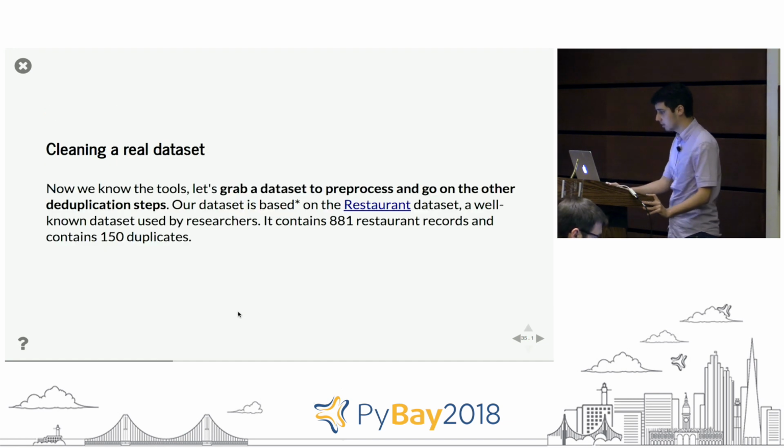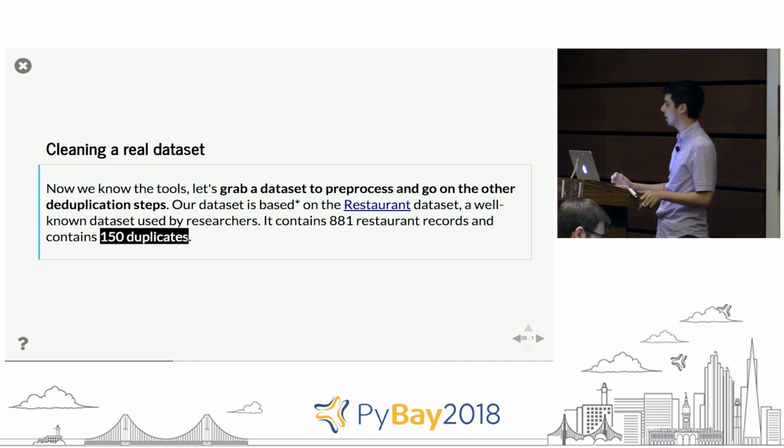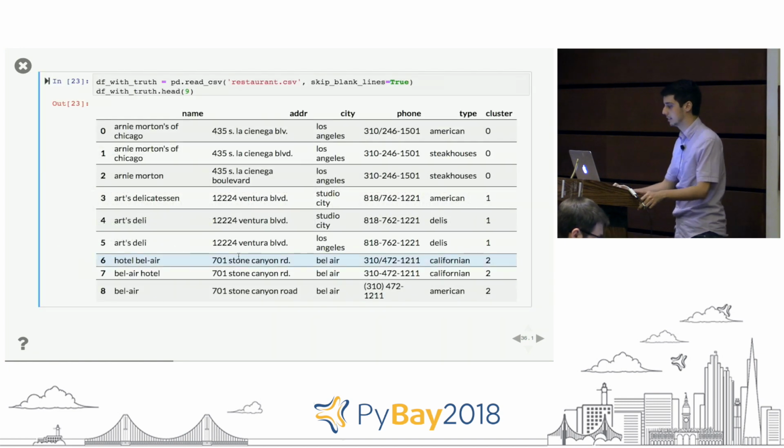Okay, let's clean a real data set. We'll grab a data set called the restaurant data set. In fact, I've changed this data set a bit. You can check the diff if you want. But it contains 881 restaurant records, and 150 of them are duplicates. So it looks like this.